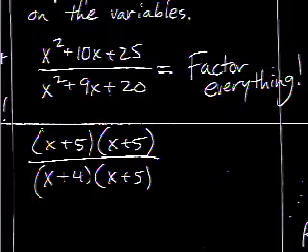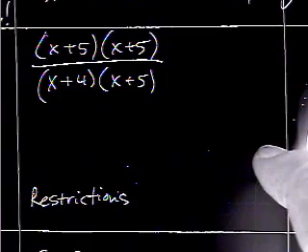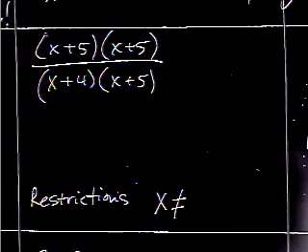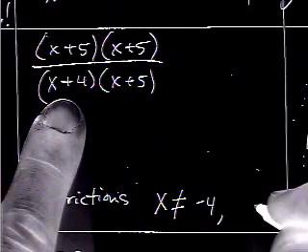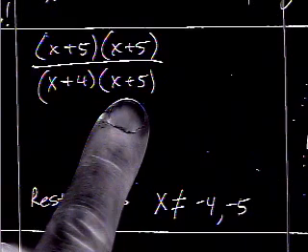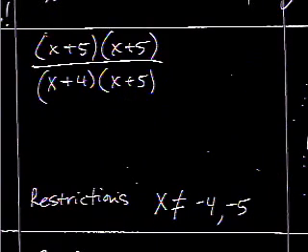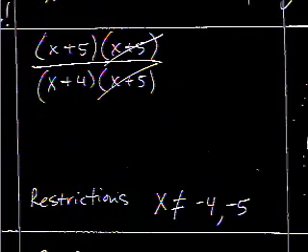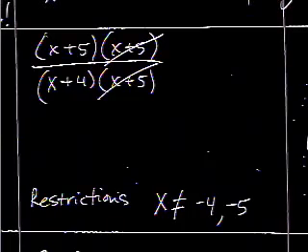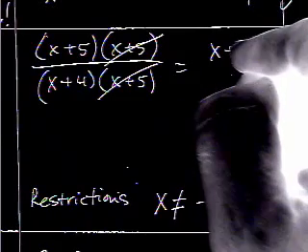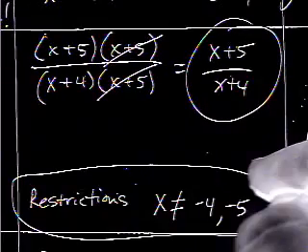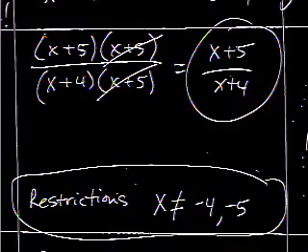Let's check the restrictions. Restrictions are things where the variables cannot be, and they have everything to do with the denominator. X cannot equal -4. X cannot equal -5. Those are my two restrictions on the variable, -4 and -5. But in order to finish this, I noticed that those two factors cancel out. So my final answer, x plus 5 over x plus 4, with these restrictions.